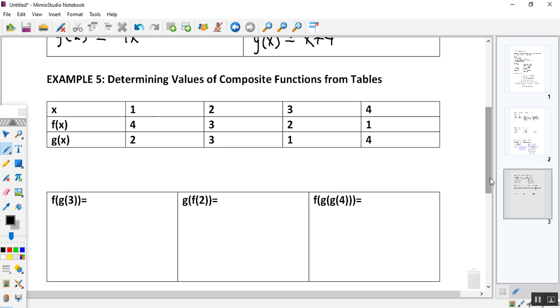All right, I'm going to teach. Kids, I like these. We're going to try one together. It says, determine values of composite functions from tables. Here I have a bunch of x values.